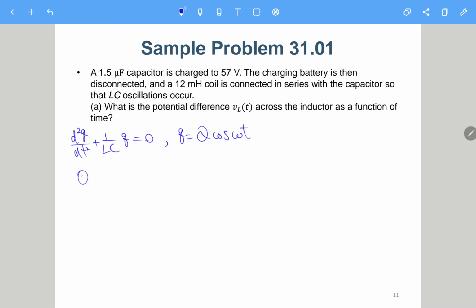So first, we can try to calculate capital Q. Capital Q here: the battery is 57 volt, and we also know the capacitor, so we can get Q to be C times V. C is 1.5 times 10 to the minus 6, and V is 57. So this is 8.55 times 10 to the minus 5 C.